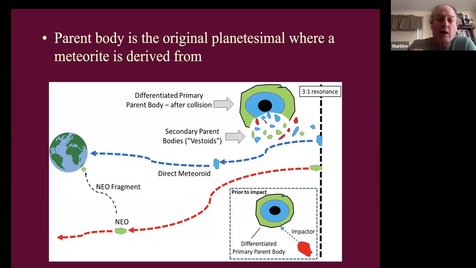But it just shows that you have to hit the body and disrupt it somehow to get pieces off. These pieces drift, get to a resonance, and either you find them there directly or as an NEO, and then a piece comes off the NEO.